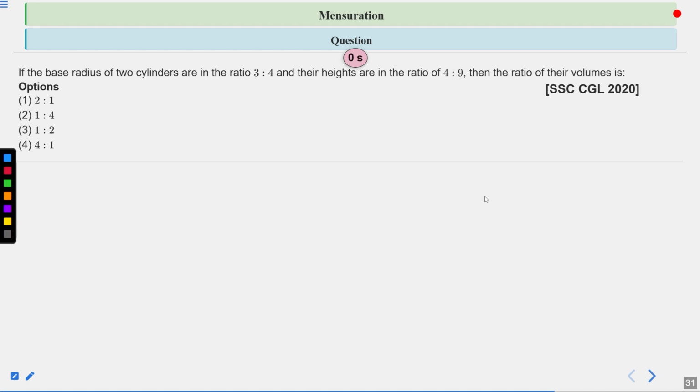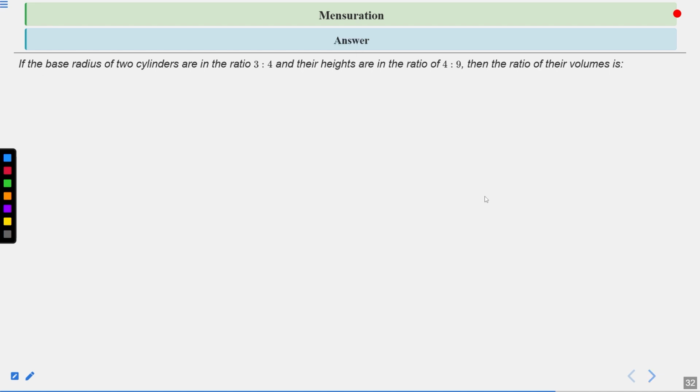Now time's up. Let's see the solution of this question. The question says that the base radii of two cylinders are given in the ratio 3:4 and their height ratio is also given, which is 4:9. So we can make the ratio of their volumes using the formula pi r square into h. So the correct answer of this question is 1:4, the second option. Now see the detailed solution using concept 18.19.1 in this question.